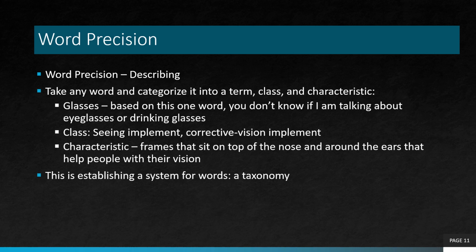So now I'm going to turn it into a class. It's a seeing implement. It's a corrective vision implement. Characteristics of this corrective vision implement are frames that sit on top of the nose and around the ears that help people with their vision. And this is called a taxonomy. So now that I've placed it into a class and I've given it characteristics, if I'm using glasses, now you will know what I'm talking about.